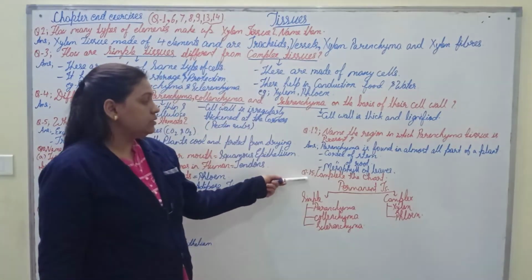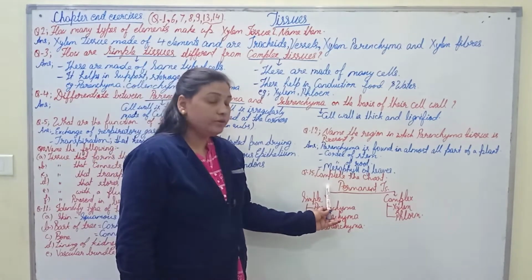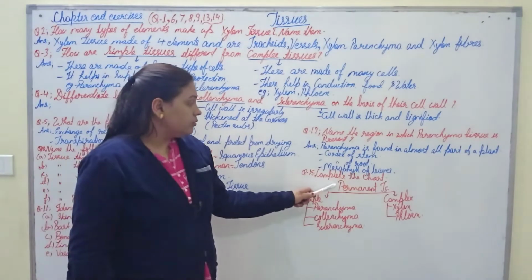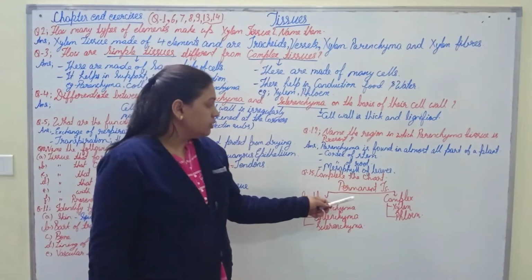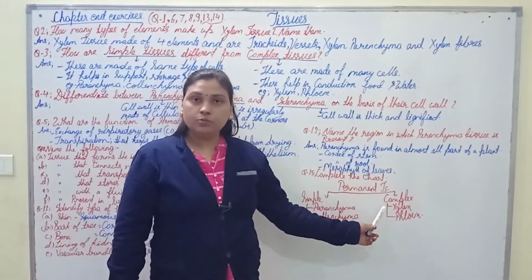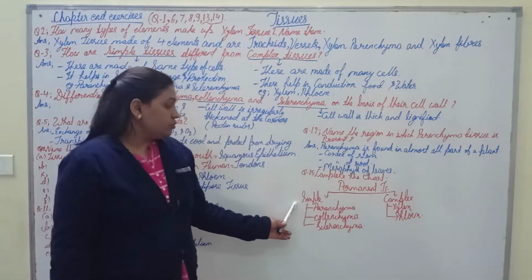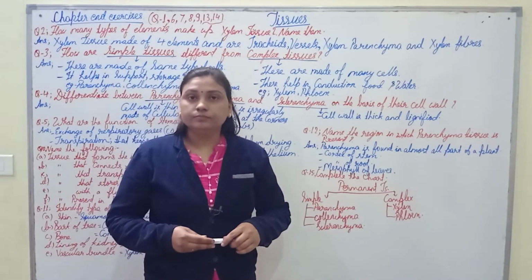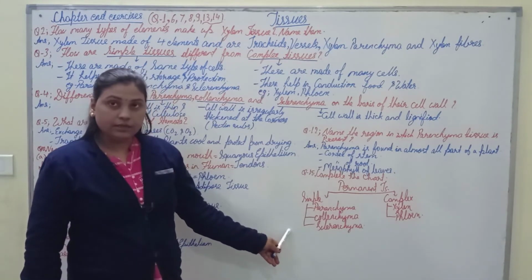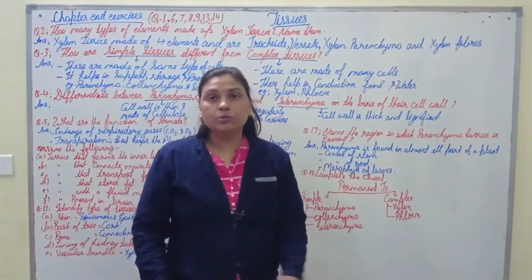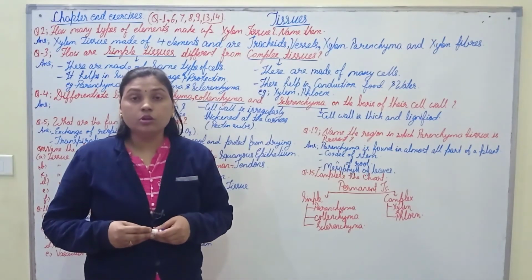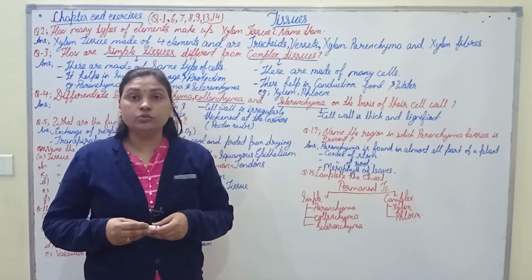Next our question says complete the chart. We have already discussed this in the introductory part of the tissue chapter, in which we have seen that permanent tissues are of two types, simple permanent tissue and complex permanent tissue. The simple permanent tissues are of three types, parenchyma, collenchyma and sclerenchyma. However, the complex permanent tissues are of two types, xylem and phloem. So this is all about the chapter and exercise questions.